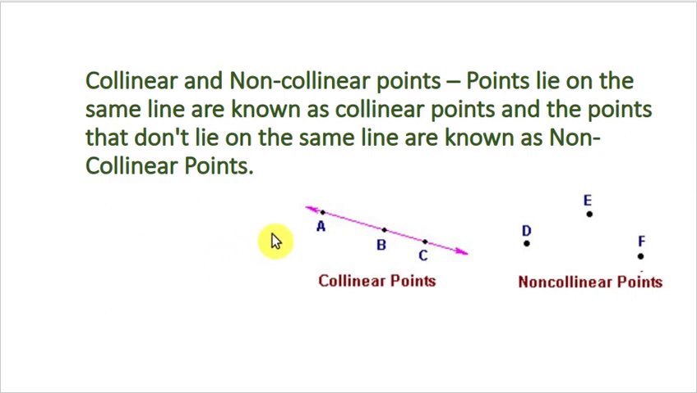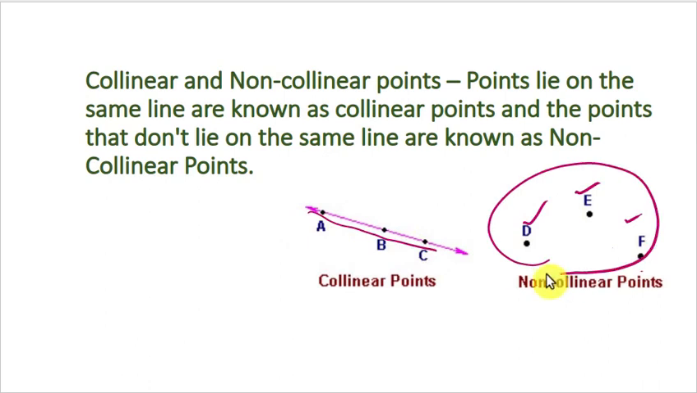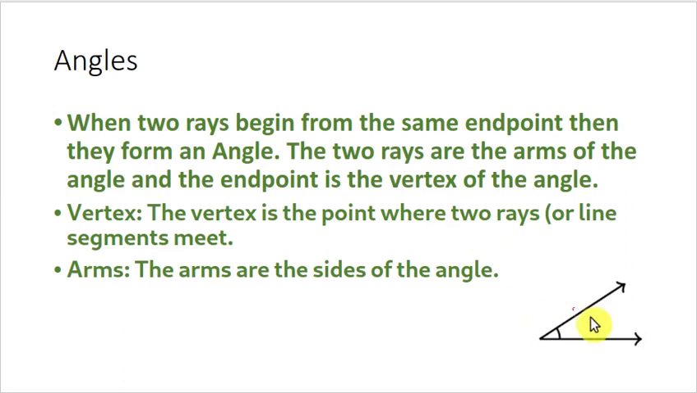Collinear and non-collinear points. Points that lie on the same line are called collinear points, and the points that do not lie on the same line are called non-collinear points. When two rays begin from the same endpoint, then they form an angle. The two rays are the arms of an angle. This endpoint is the vertex of the angle. The vertex is the point where these two rays meet. The arms are the sides of the angle.